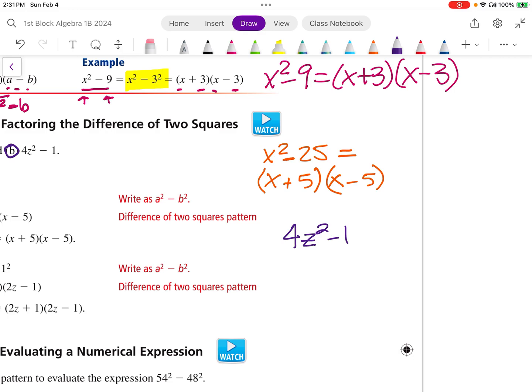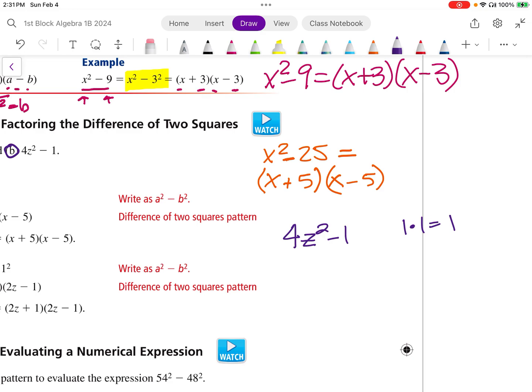This is tricky for a couple of reasons. The first reason is that we have a number in front of our variable. We have a coefficient. So when we're looking at this, we need to make sure that our coefficient is a perfect square and our variable is a perfect square. And then 1. 1 confuses people a lot. We often forget that 1 is a perfect square because 1 times 1 equals 1.